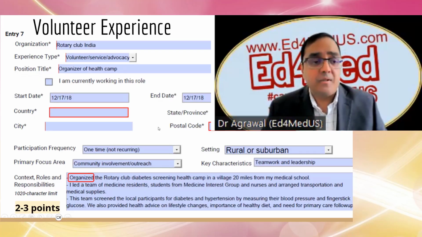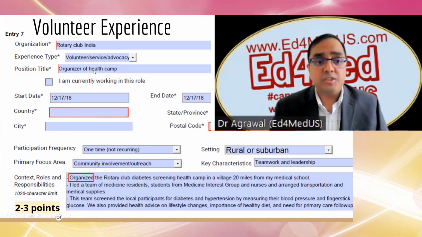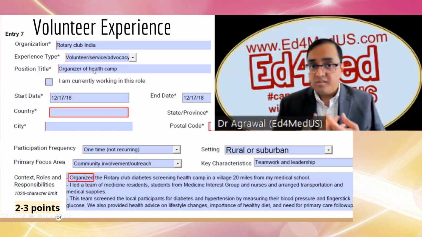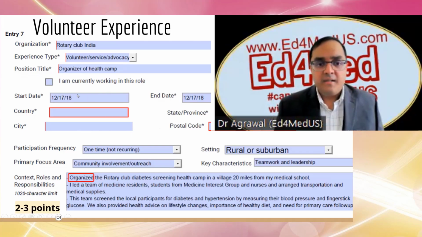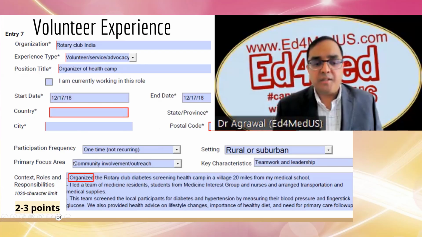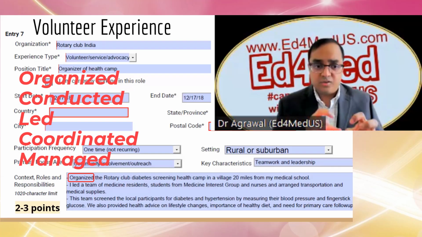Here's another example. Volunteer experience, Rotary Club India, position organizer of the health camp. So this is a very good title. You're showing a leadership role in this way, and the date and everything, teamwork. So if you can use words like organized, led, those are strong words. So try to use that in the narrative.